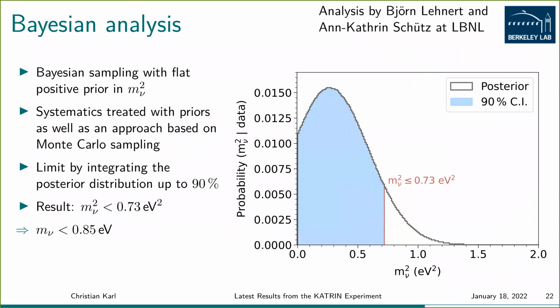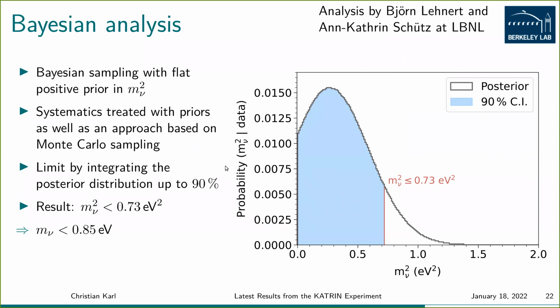In addition to this frequentist limit, there was a Bayesian analysis performed by Björn and N3AS here at LBNL. And what they did is Bayesian sampling with flat positive priors in m squared. And here the systematics were basically treated with priors, as well as an approach based on model variation or Monte Carlo sampling, because a full treatment with priors was computationally not feasible at the time.